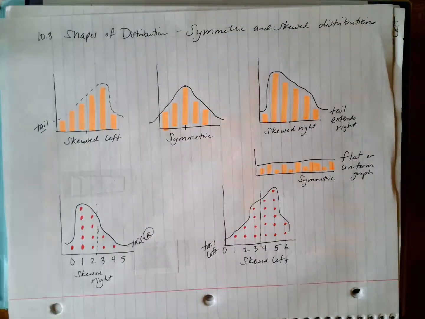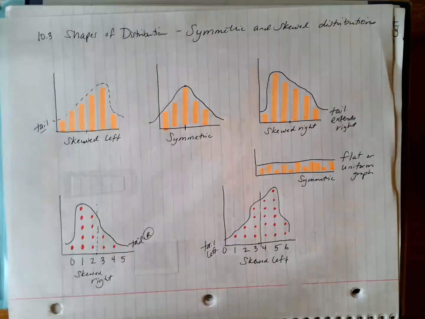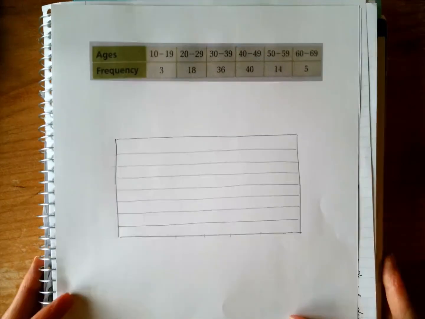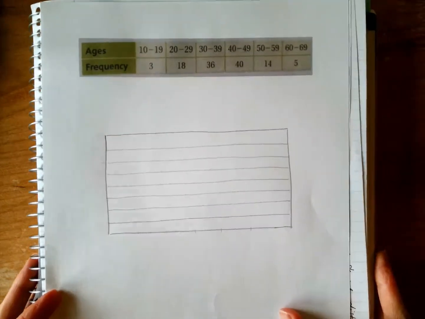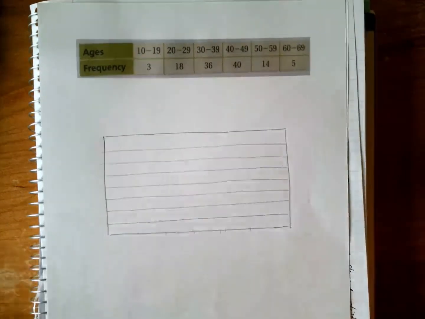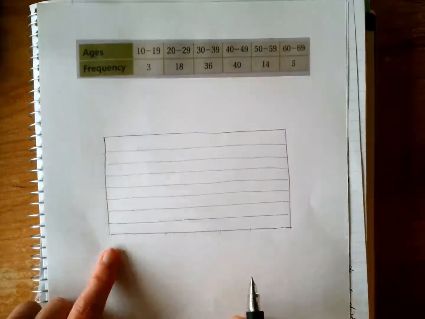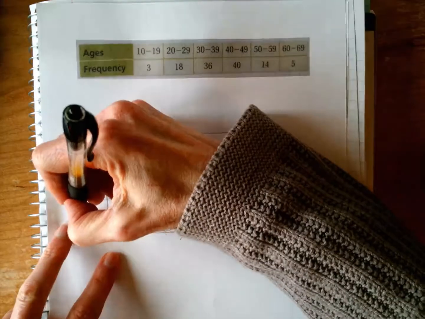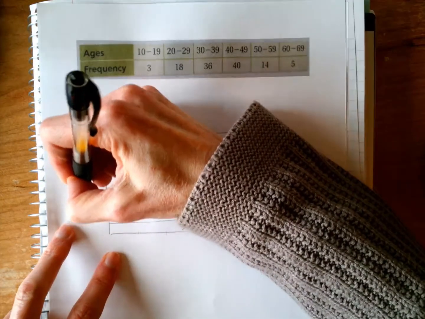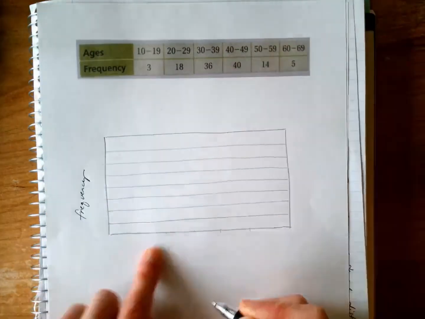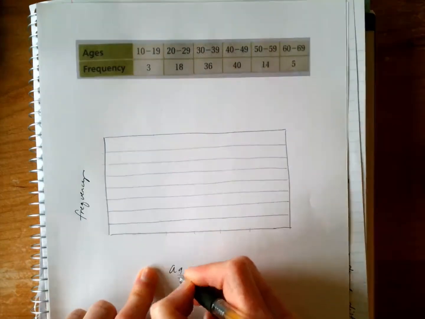All right, the other thing we need to talk about in this lesson is just a review of making a histogram chart and then interpreting how the data is displayed to see if it's skewed right, skewed left, or symmetric. So I've gotten the chart started. Of course, we're going to put frequency, okay, and then ages down here.